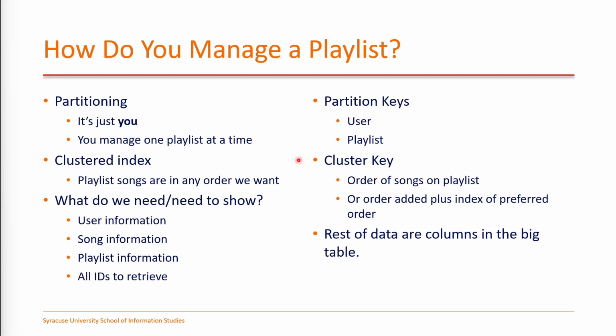So partitioning, you partition by user, right? Maybe you partition by user and playlist, right? Think about that. So on a node is not only a playlist, it's your playlist. So I need not only your user ID, but also your playlist ID. And then the cluster key would be either the order of the songs on the playlist or the date or time they were added to the playlist. And then we can add an index that deals with the preferred order of the playlist.